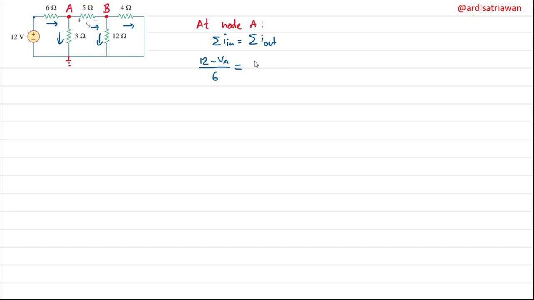And all the other currents are going out, so I will have the equal sign. For this current, it is VA minus 0, which is VA, divided by the resistance between them, which is 3. And then this current is going out from node A, so I will have plus VA minus VB, divided by 5. Okay, now what can we do from here? Maybe we multiply both sides by 30, right? So I will have 5 times 12 minus VA, which equals 10 VA plus 6 times VA minus VB.